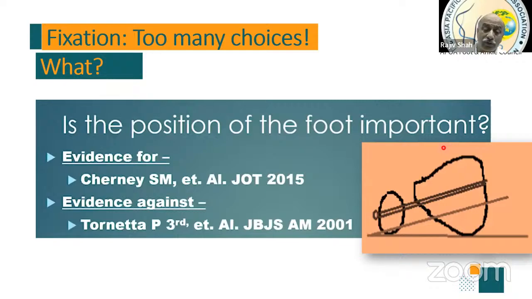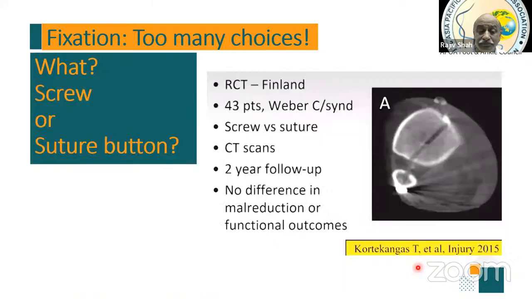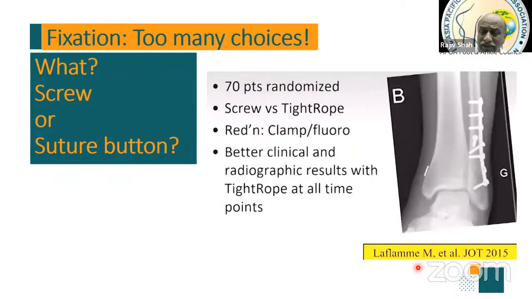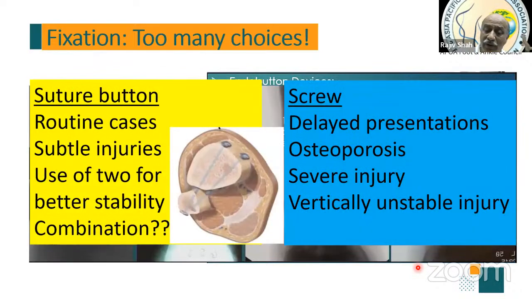Okay, we all know posterolateral to anteromedial. This is also important: rest your ankle over a towel bump, not the heel. So don't do this, do this. Okay, whether to use a screw or suture button, again evidence is in favor of both. Very recent studies showed that the suture button is slightly better in outcome than the screw because it may not need removal.